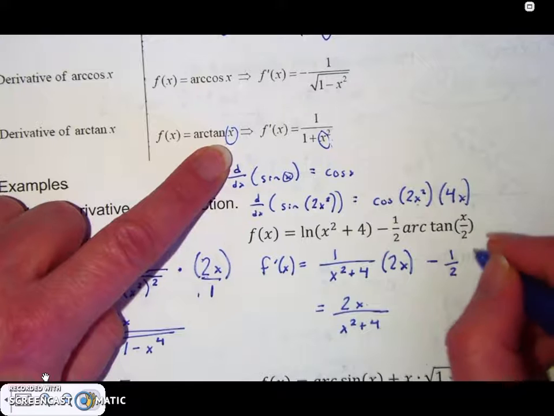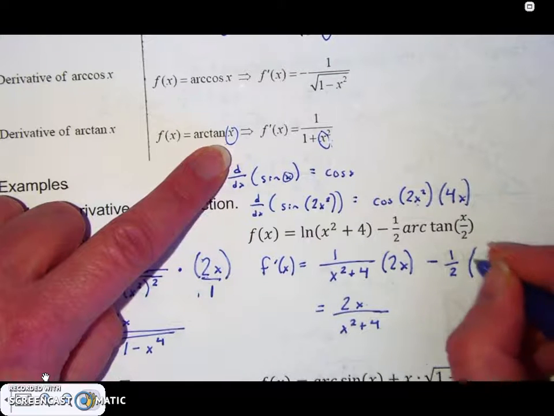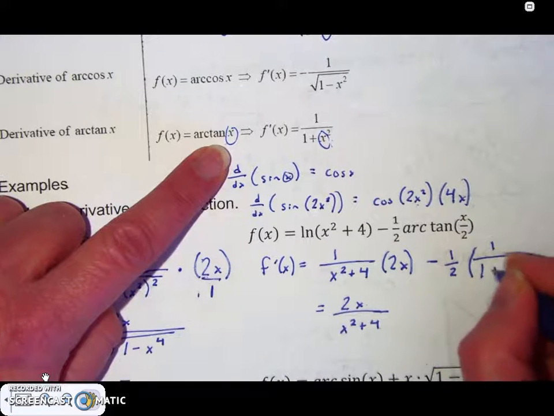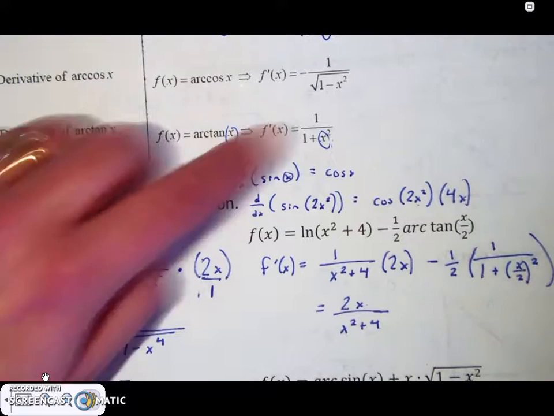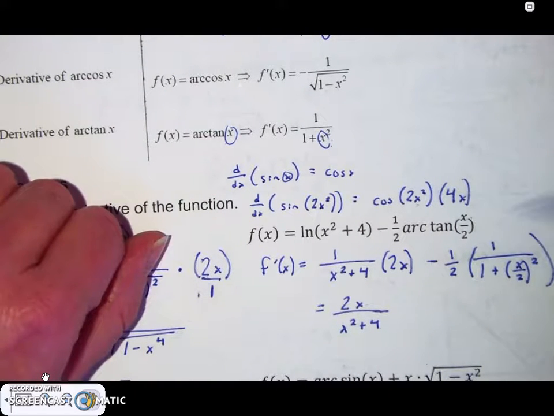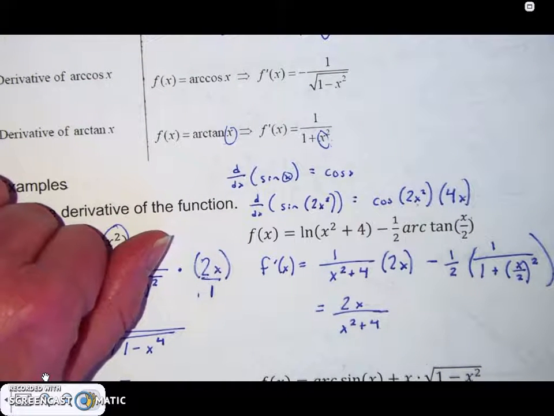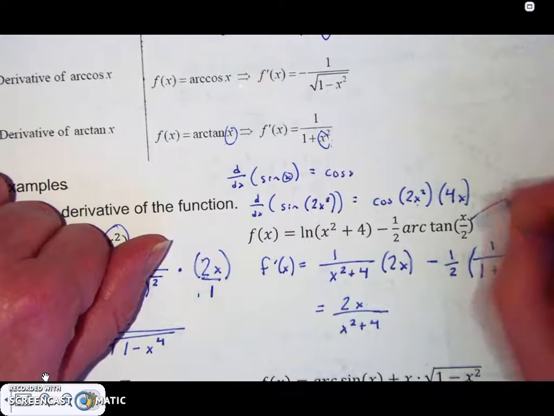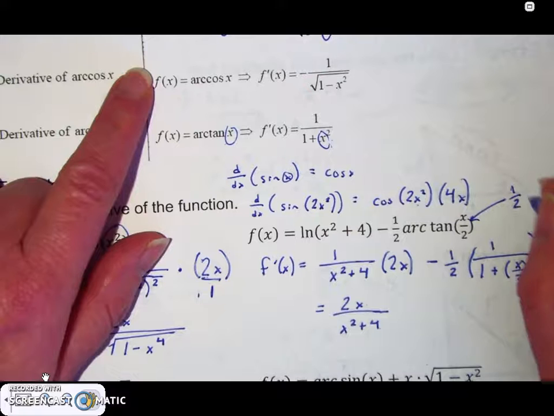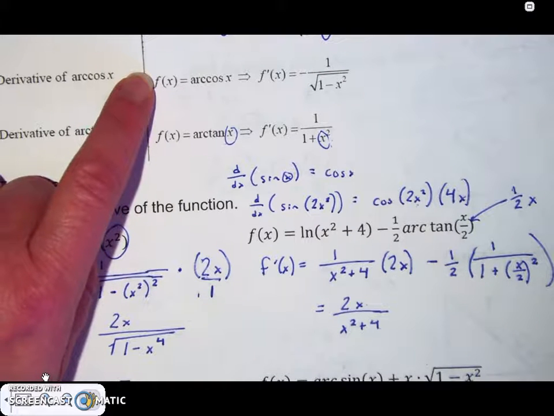Okay. So if we look at this guy, we're going to have 1 over 1 plus, what am I going to put in here? Squared. And then times the derivative of x over 2. What's the derivative of that? 1/2. You could use quotient rule. You don't need to because x over 2 is just the same as a half x. So the derivative is just a half.